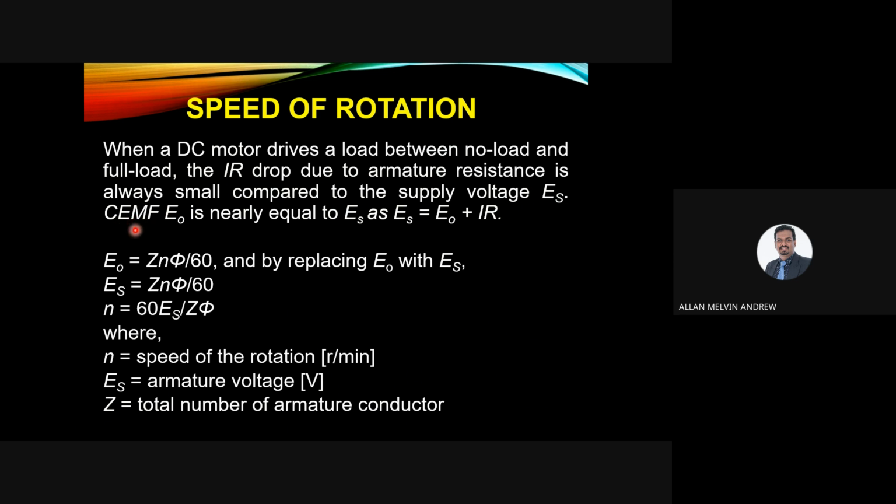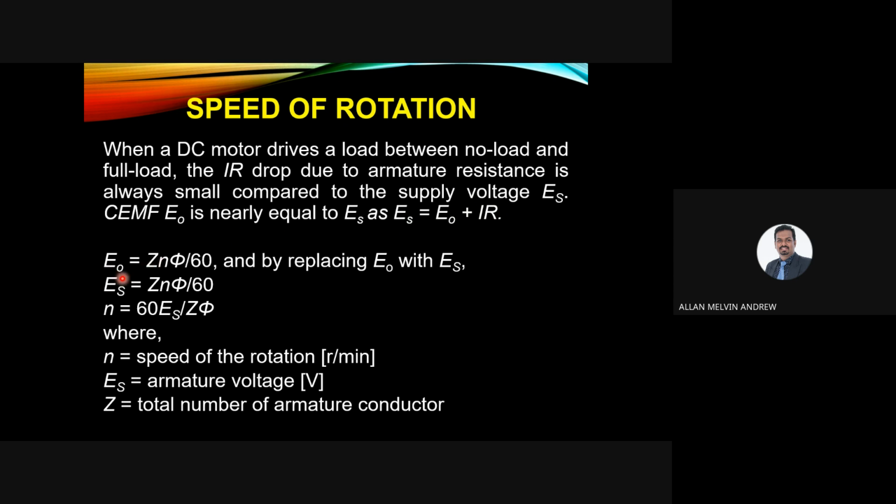So CEMF E0 is nearly equal to ES, as ES equals E0 plus IR. So this IR will become very small, almost zero. So E0 and ES will become almost the same, nearly equal.